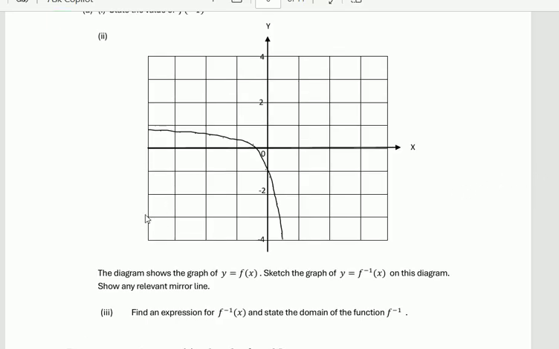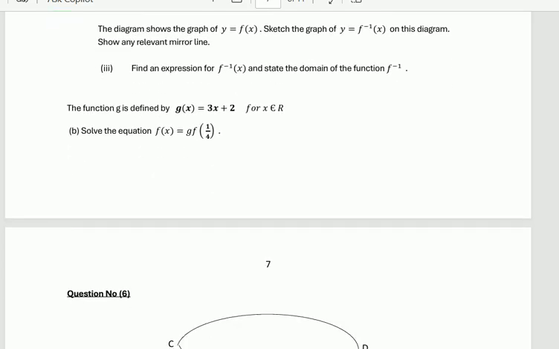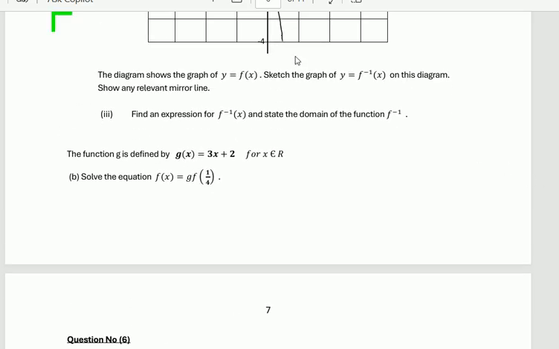The diagram shows the graph of y equal to f of x. Sketch the graph of y equal to f inverse x on the diagram. Show any relevant mirror line. Part third: find an expression for f inverse x and state the domain of the function f inverse. The function g is defined by g of x equal to 3x plus 2 for x belonging to R. Part B: solve the equation f of x equal to g f of 1 by 4.